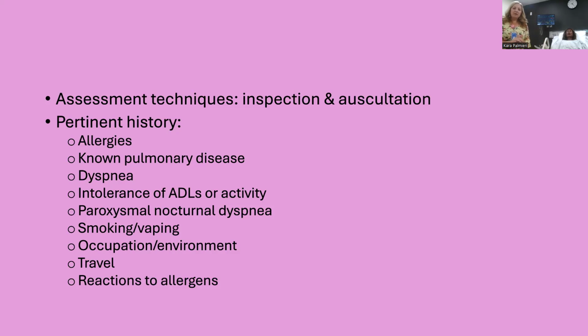If there's any smoking or vaping history, those things have a toll on our lungs. Their occupation or their environment. Do they live right across the street from a chemical plant that's spewing things up into the air? Or are they a pipe fitter? I don't really know what a pipe fitter does, but I heard that they're at risk for a lot of things. But certainly if they have an occupation that puts them at risk for pulmonary issues.